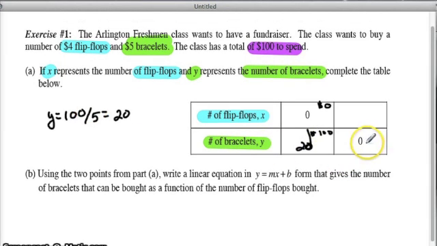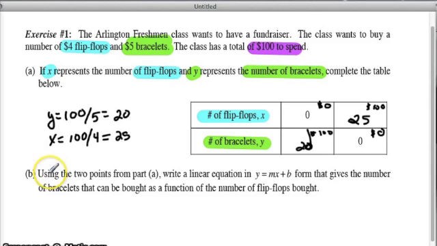We're going to buy bracelets now. Or actually, we're not. We're going to spend $0 on bracelets, which means we have $100 to spend on flip-flops. And if we have $100 to spend on flip-flops, then the number of flip-flops, x, that we can buy is 100 divided by $4 equals 25. So we can buy 25 pairs of flip-flops when we buy no bracelets.